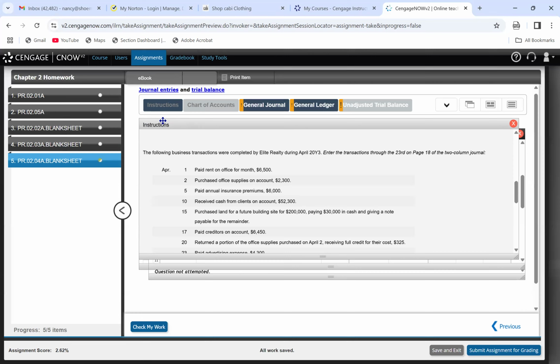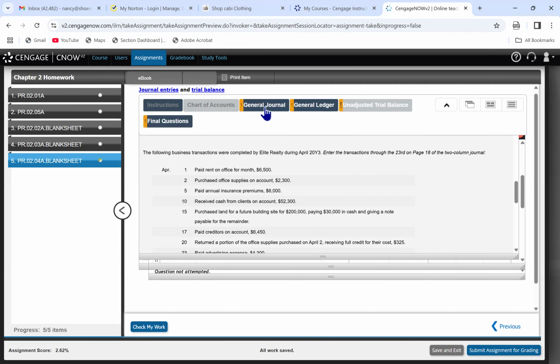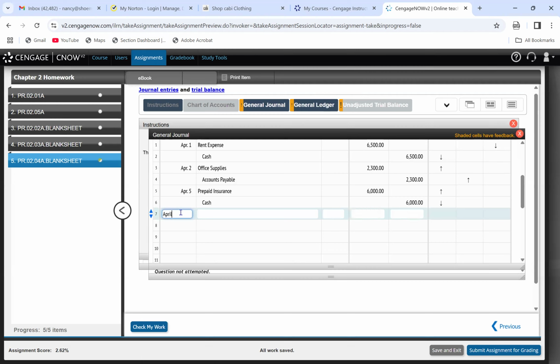is we received cash from clients on account of 52,300. So that means we did work for clients. We completed the revenue and they were to pay us at another time. So when we did the service, we debited an accounts receivable, we credited revenue. Now they're telling us we received cash from clients on account, which means we were going to receive that money that was due us. So we're going to show we brought in the 52,300. So we will show on April 10th cash 52,300, and we will credit accounts receivable.